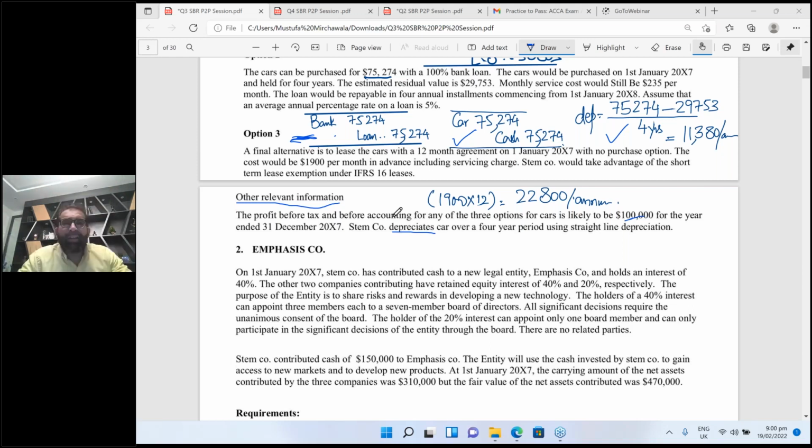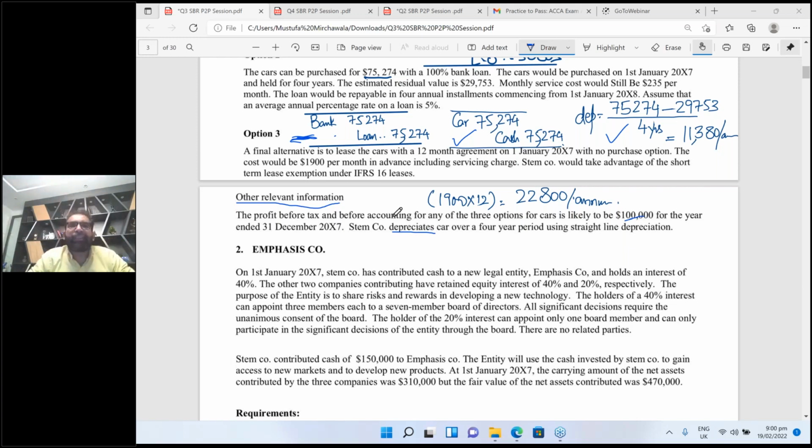22,800. Okay, right? So now listen, in this third case, the company would take advantage of the short-term lease exemption under IFRS 16. So now there is no need to book any ROU, no lease obligation. Listen, when there is no ROU, that means no depreciation expense. When there is no lease obligation, that means no interest expense.